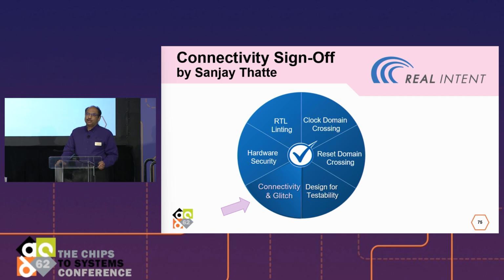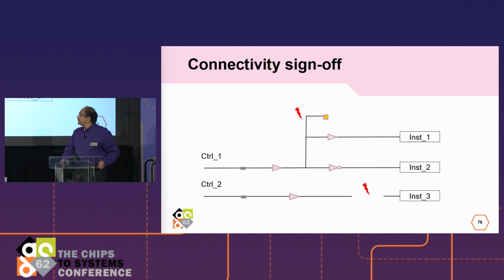I am going to talk about connectivity verification sign-off. Connectivity verification sign-off exhaustively verifies that specified paths are properly connected and that they are not passing through logic they are not supposed to go through. I'll discuss key aspects of an advanced connectivity sign-off methodology.